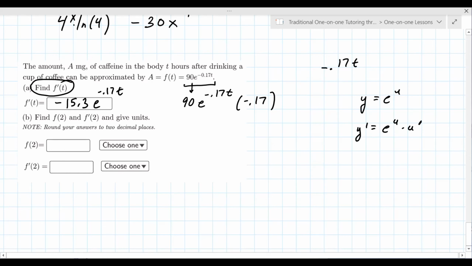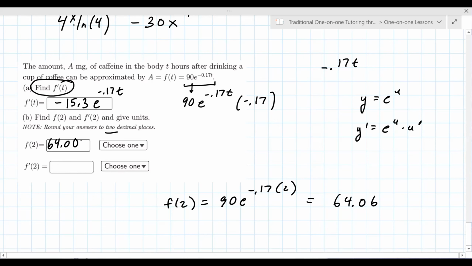Yeah, 15.3, so e to the minus 0.17t. All right. Okay, now the next part says find f of 2. f of 2 is referring to the original function. So that's 90e to the minus 0.17 times 2. And we need to round it to 2 decimal places. So that I get 64.06.